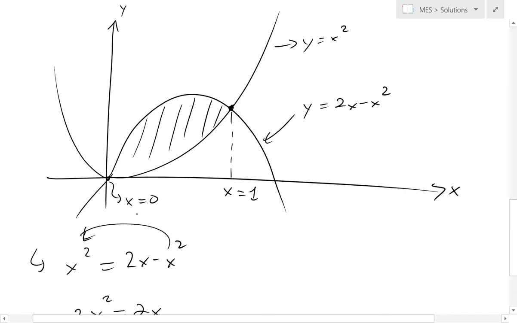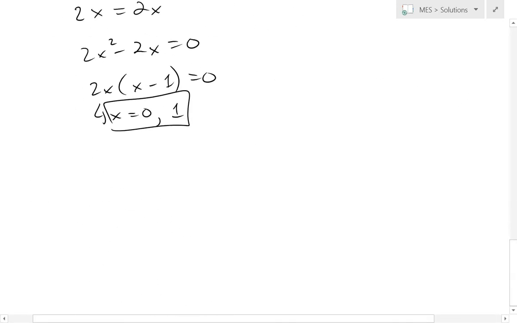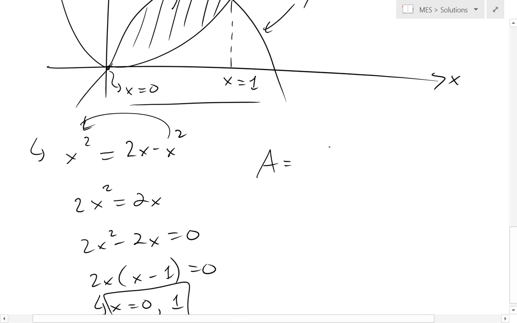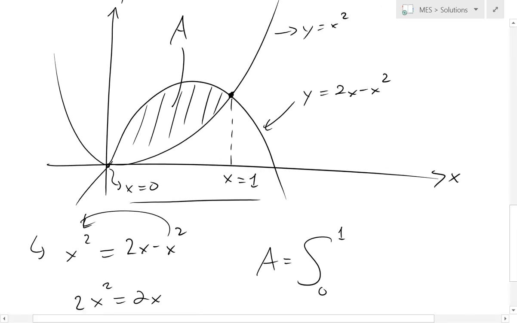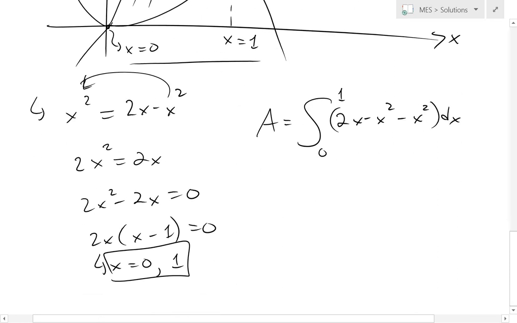So now we have these 2 points, and we can plug that into the integral. We'll call that A. A equals the integral from 0 to 1 of the top function, this is the top one here, 2x minus x squared, and now subtracted by x squared, dx. So we have that, and now I'll write it a bit better: 2x minus 2x squared dx.